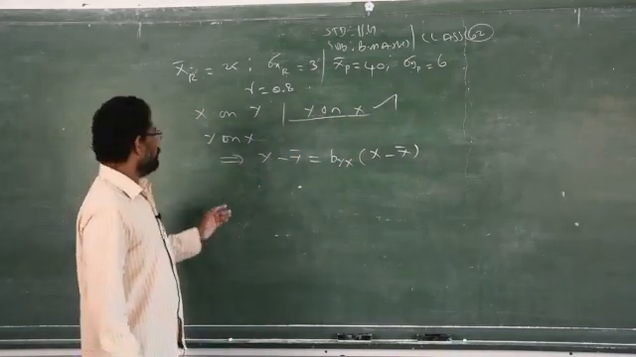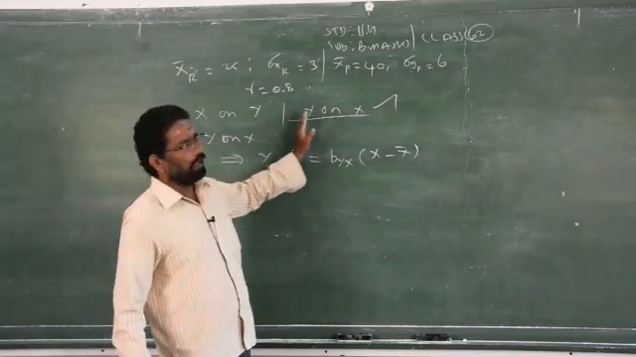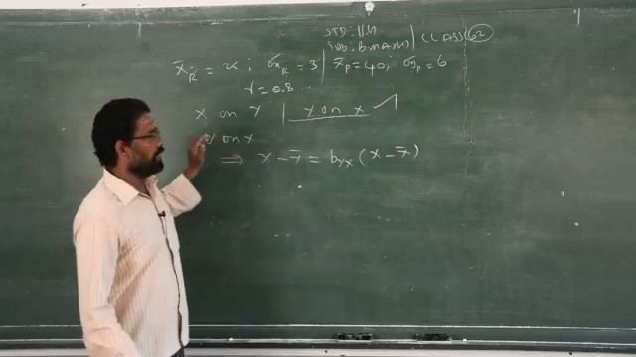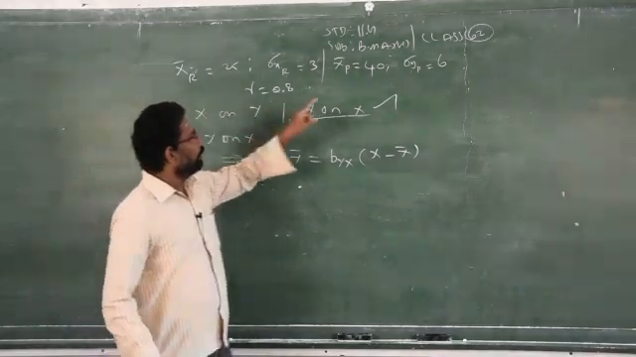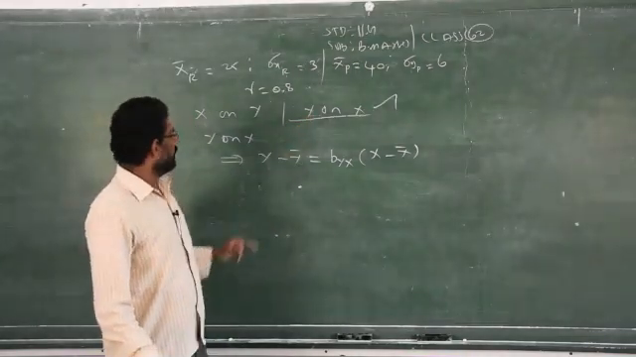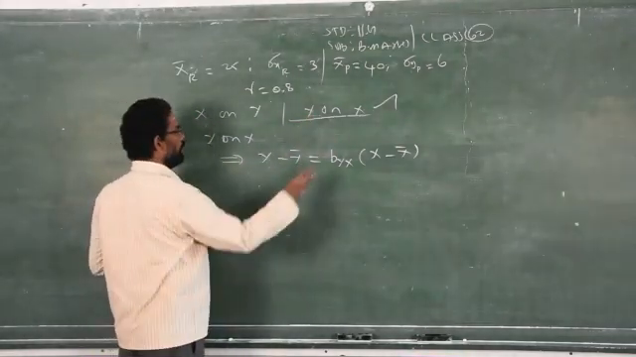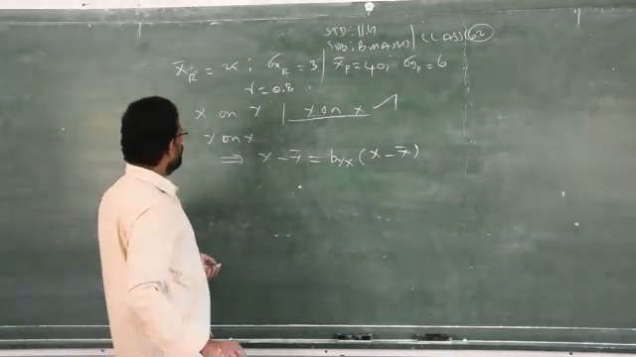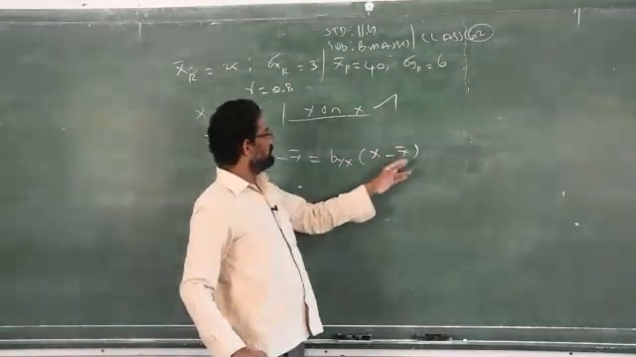Depends upon the question, you have to find either x on y or y on x. When x is given, you have to find y on x. When y is given, you have to find x on y. Here, x is given. You are asked to find out y. Therefore, it's enough to find y on x, that is y minus y bar is equal to b y x into x minus x bar.